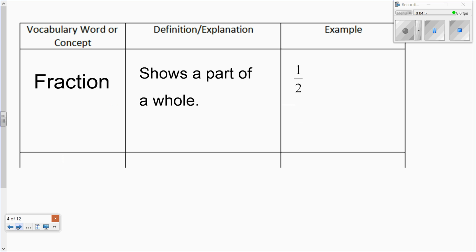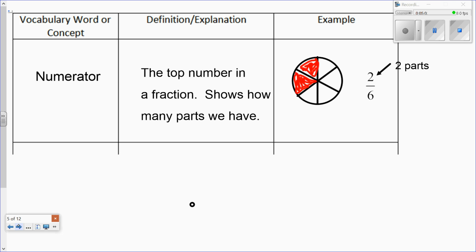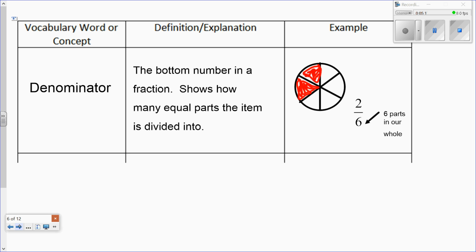Fractions show part of a whole. We've already learned that. It's the part over the whole. So 1/2 is half of something. Not all of it, but half of something. The top number is the numerator. That number shows how many parts I'm dividing something up into. How many parts, what am I going to share? How many pieces are people going to get? And the denominator is the bottom number of the fraction. That shows how many equal parts the item was divided into. That's how many parts the whole has.